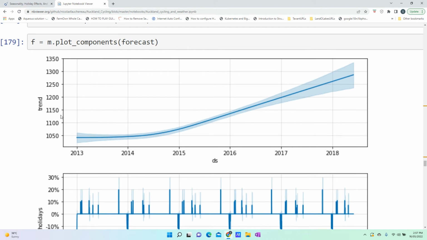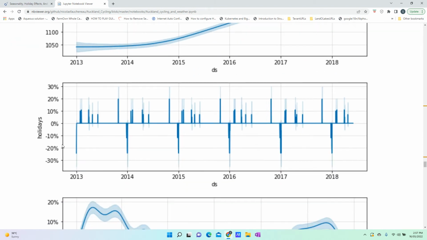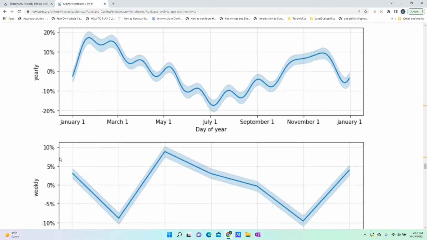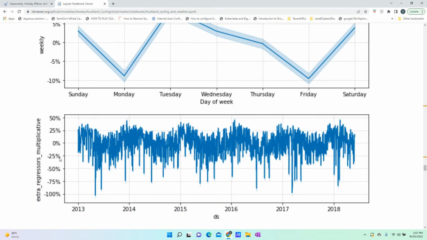It just breaks down into trend. You see that's a trend, and then it also estimates the impact of holidays, the yearly seasonality, the weekly seasonality, and the extra regressors. In this case, they have used multiplicative regressors, so you can see extra regressors, multiplicative factors. So it breaks down the time series like this, right?